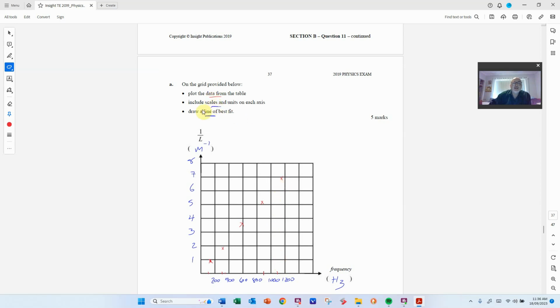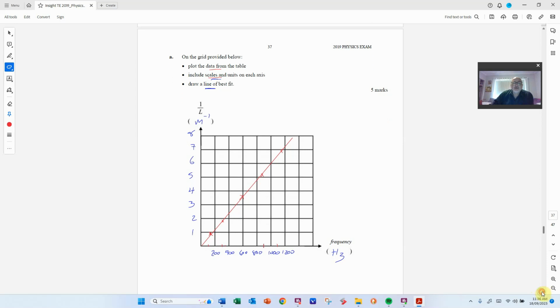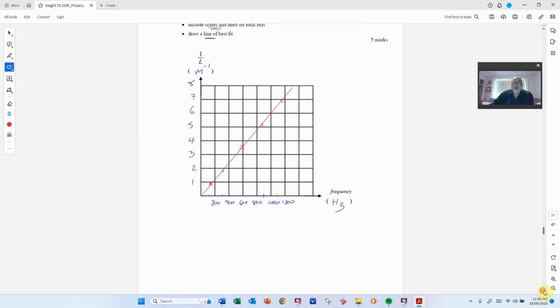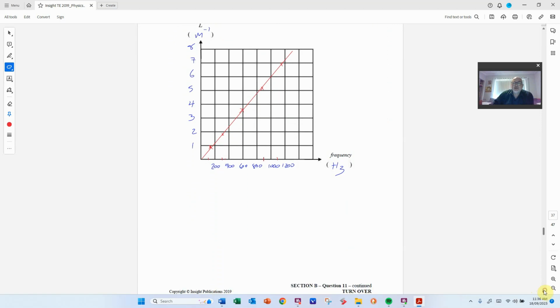So we've plotted the data now. We've included the scales. Now we need to draw in a line of best fit. So let's just say it looks something like that. Now, obviously, everyone's going to have a different line of best fit, so don't get too stressed if you talk to others and go, oh, that's slightly different to what I got.